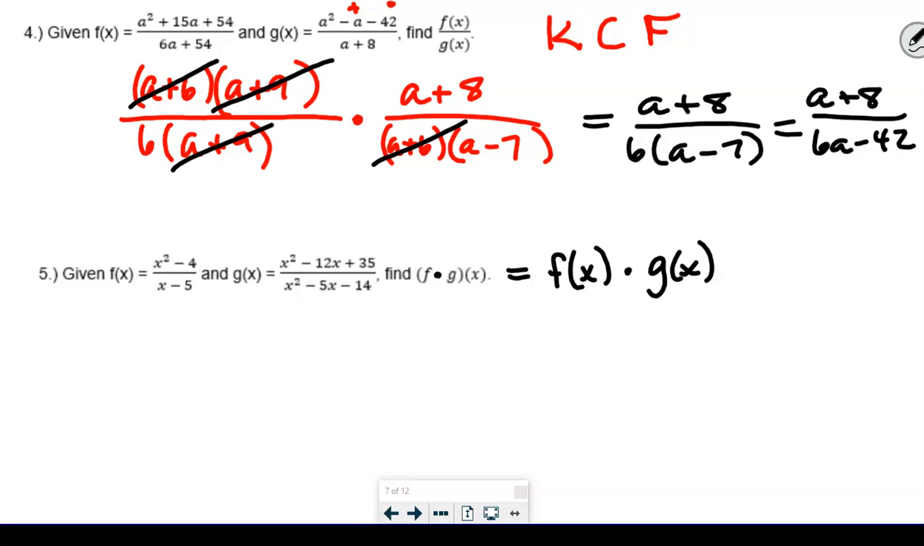So once again, we're going to factor our numerator here. So x squared minus 4, isn't that x plus 2 and x minus 2? Remember, we take the square root of both sides of the perfect squares, put a plus and minus between them. That's over x minus 5.